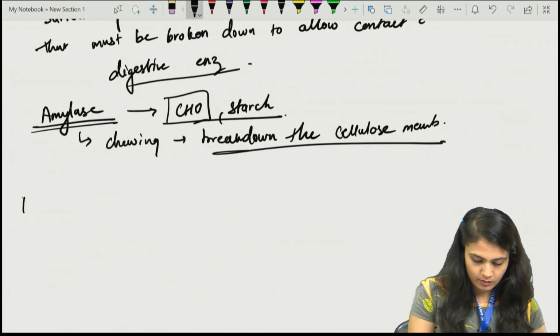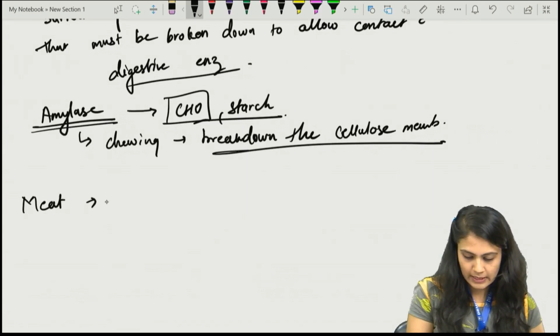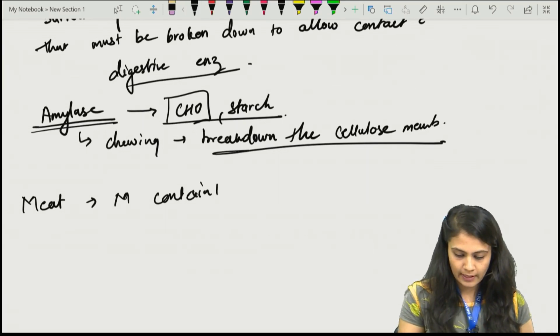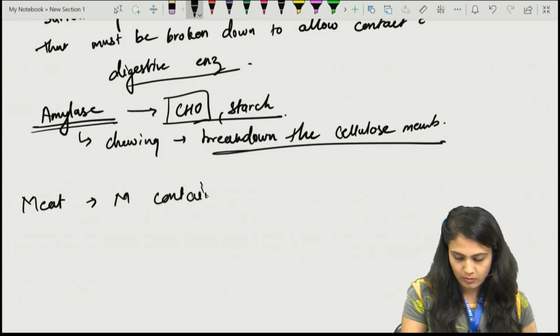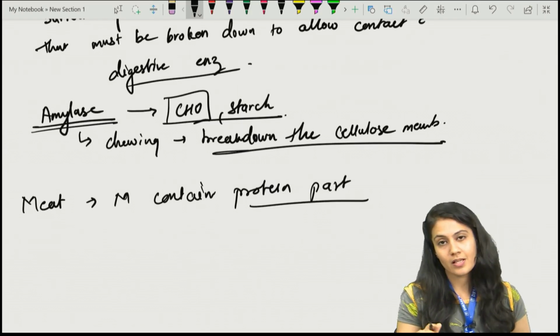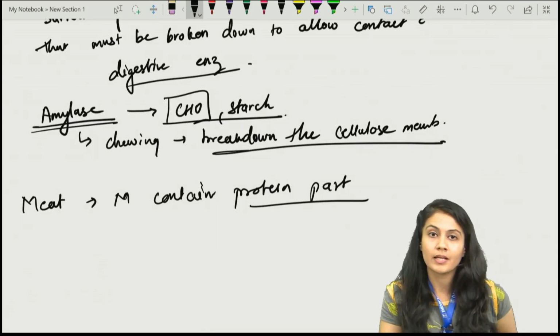The meat mostly contains protein part. We don't have any enzyme to digest a protein inside the mouth.